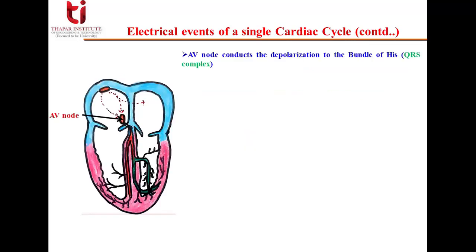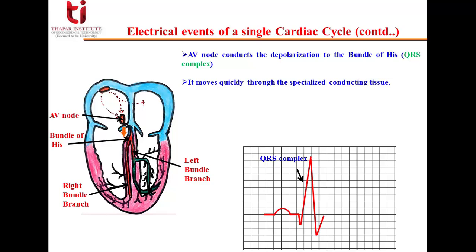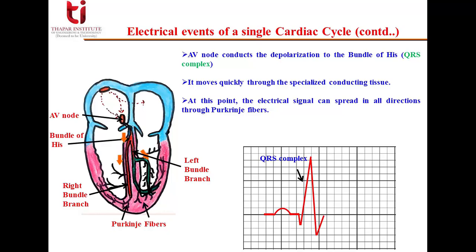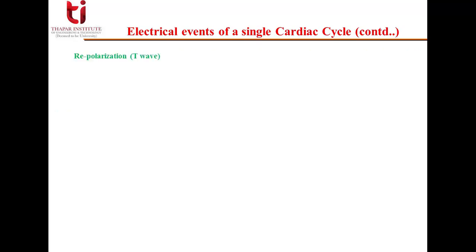Now next is the movement of depolarization from the AV node to the bundle of His, which is represented by the QRS complex. It moves quickly through the specialized conducting tissue. At this point, the electrical signal can spread in all directions through the Purkinje fibers. The coordinated, synchronized depolarization produces an effective contraction of both ventricles.